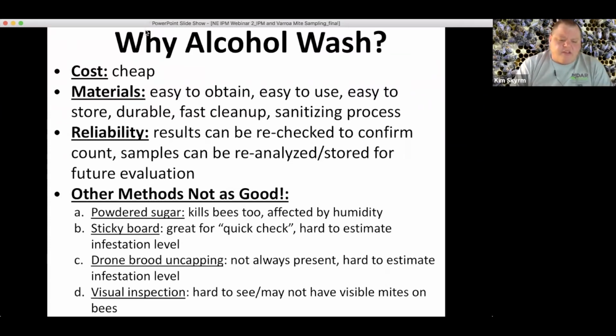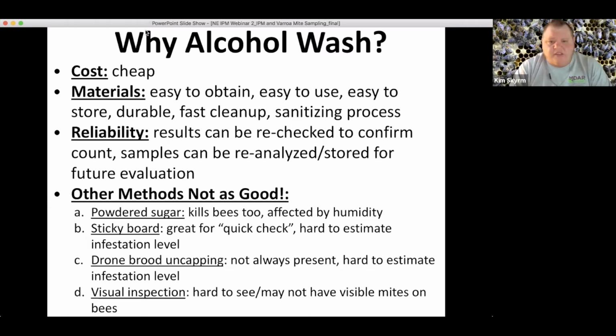And I think this question is really hard for people who say to me, Kim, I don't want to kill bees. I don't want to kill any bees in my hive. Bees are already struggling enough to survive, and I want something that's not invasive and not going to be destructive to bees. And I totally get it.